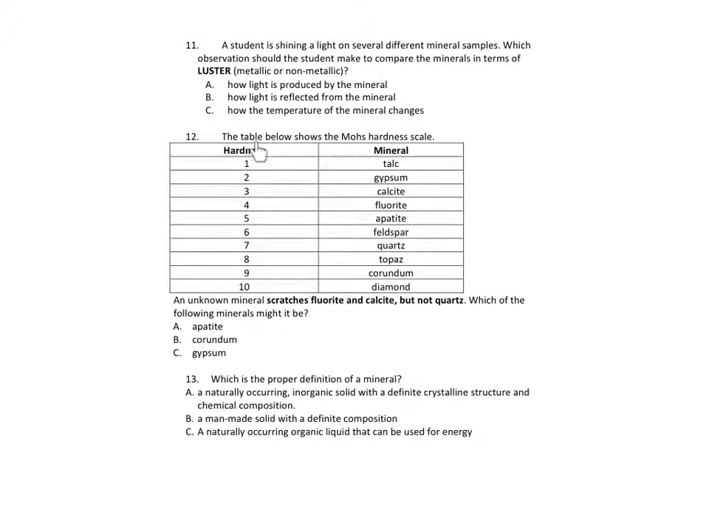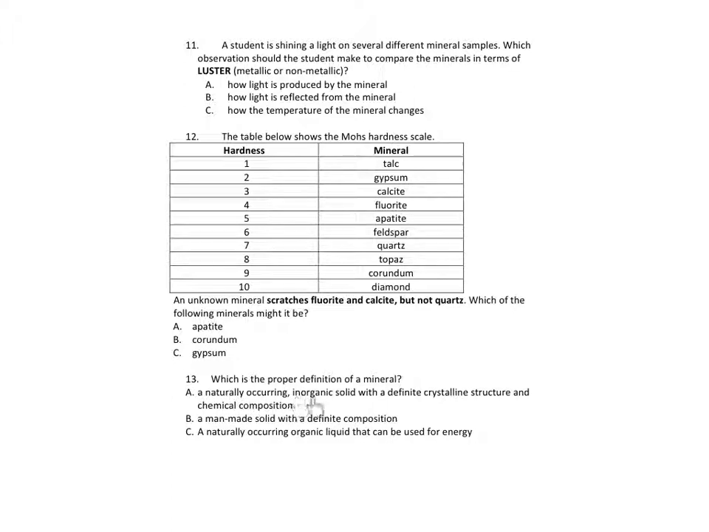Number 12. The table below shows Mohs hardness scale. An unknown mineral scratches fluorite and calcite, but not quartz. Which of the following minerals might it be? A. Apatite. B. Corundum. C. Gypsum.